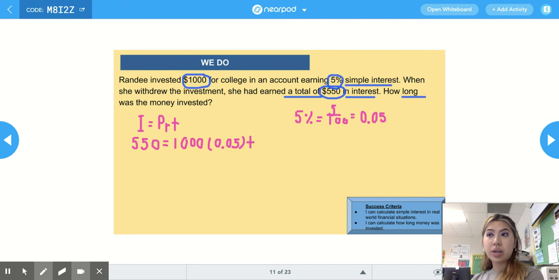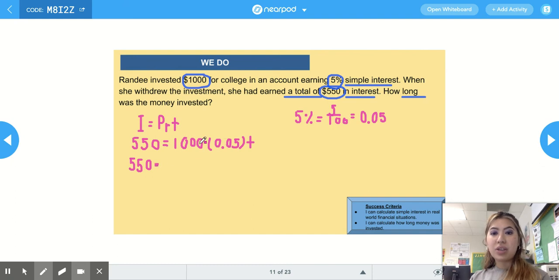So next, we're going to do what we did in our first equation, which is multiply. So we have 550 is equal to 1,000 times 0.05. 1,000 times 0.05 is 50, so we're left with 50t. And now we want to get the t alone. We want to move the 50 to the other side. So this is a one-step equation. To do that, we have to do the opposite or inverse operation. So the opposite of multiplying by 50 is dividing by 50.